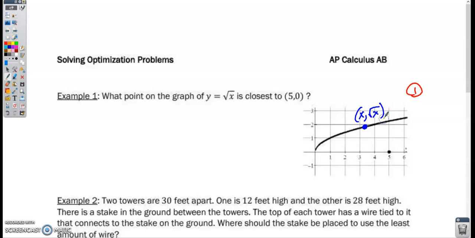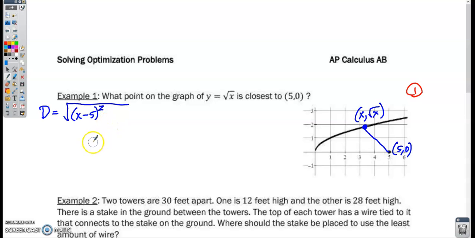All right, so what we're trying to do is find the point that is closest. So we're looking for the distance between this point, 5, 0, and the point x, square root of x. I'm going to establish, and this is kind of steps 2, 3, and 4 all in one, the relationship between these two, putting them in terms of what we see in the picture and getting us to our distance equation. I'm going to use the distance formula.